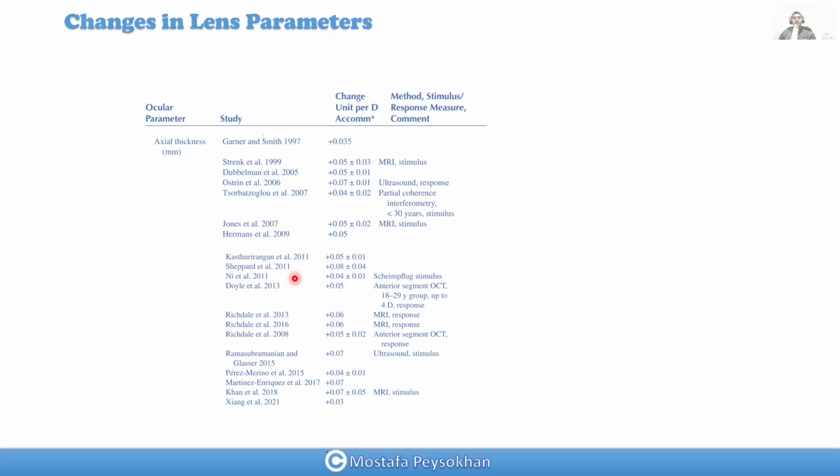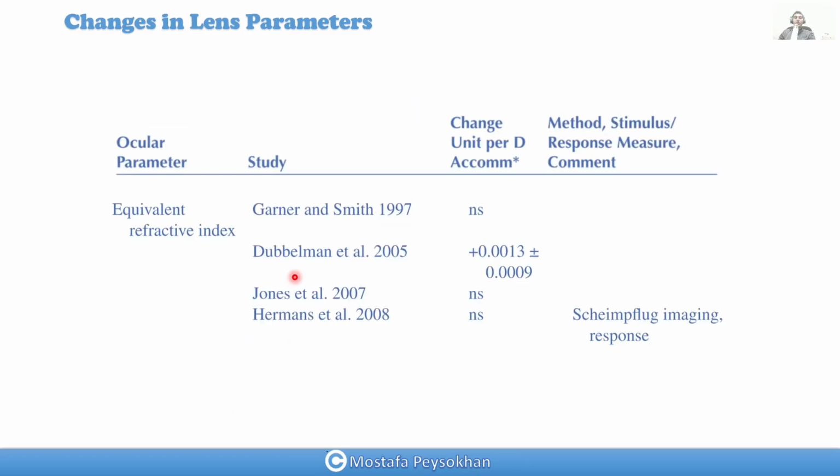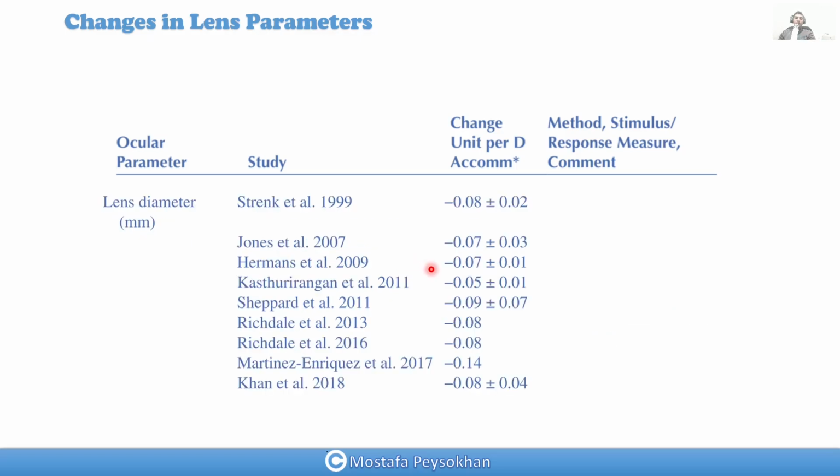So we have a set of data for axial thickness also. There is a little research about the refractive index also, but I think we don't need to talk about it because it is not a well-known effect. Because of the pressure on the lens the refractive index changes, but we don't want to discuss it much because that change is very, very small and can be neglected.